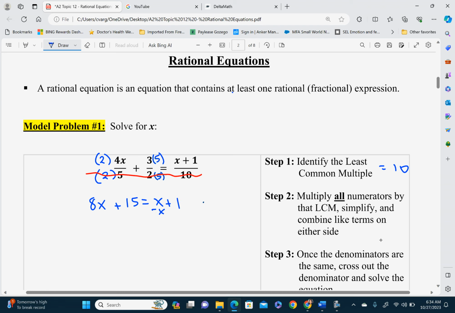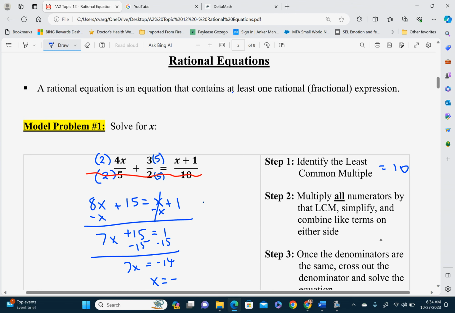Minus x from both sides. You could have solved this many ways. 7x plus 15 is equal to 1. Subtract 15 from both sides. You get 7x is equal to negative 14. Divide both sides by 7, and you get x equals negative 2.